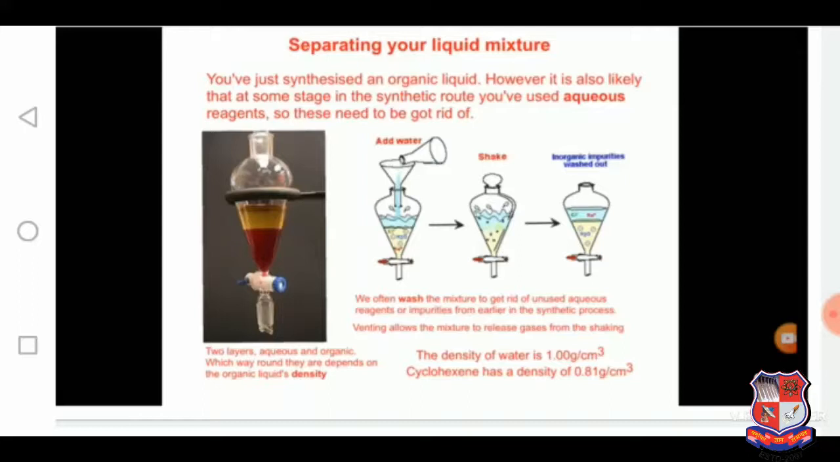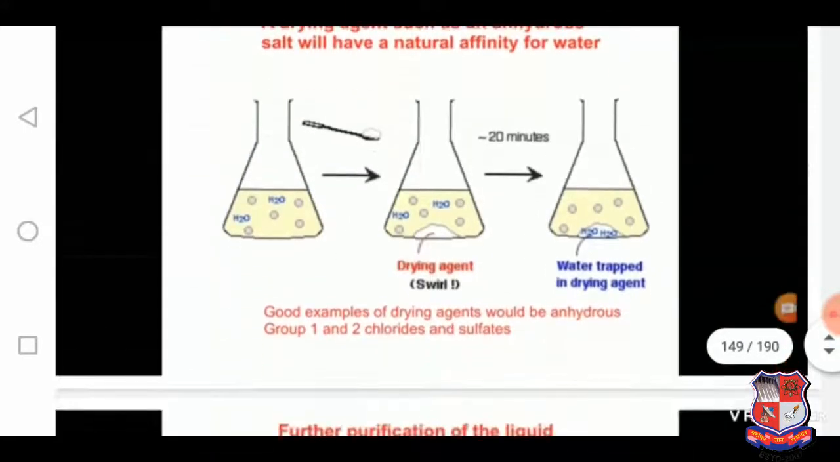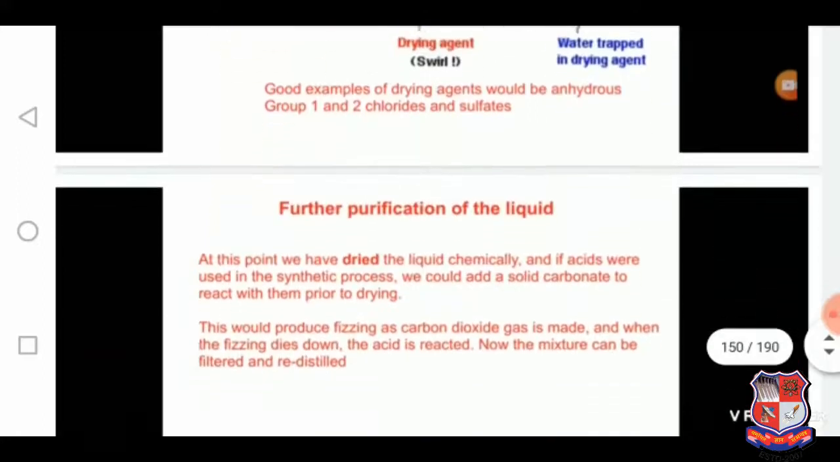We often wash the mixtures to get rid of unused aqueous reagents or impurities from earlier in the synthetic process. Venting allows the mixture to release gases from the shaking. A drying agent such as an anhydrous salt will have a natural affinity for water, so we can trap the water inside the drying reagent.